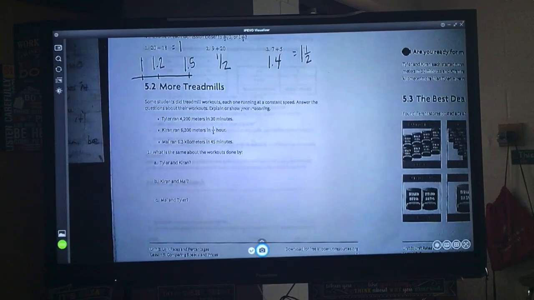Oh my god. Okay. Kyle ran 210 meters per minute. And then per minute, we need to figure out, we'll have to divide it by 45. 1 minute.